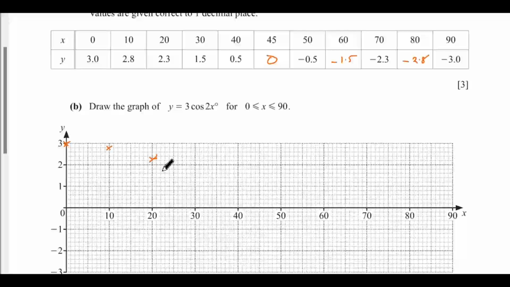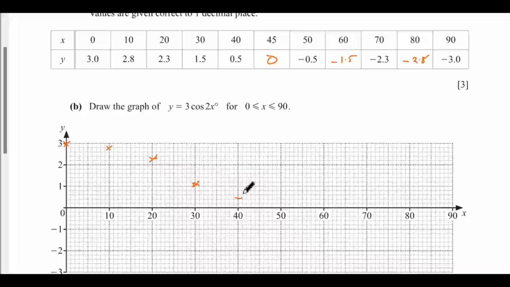When x equals 30, y equals 1.5. So this is 1, so this is 1.2. So 1.5 will be in between them, somewhere here. It's not easy to locate it with this platform, digital device. When x equals 40, y equals 0.5. So this is going to be 0.2, 0.4, it will be 0.6. So it will be the middle of this line.